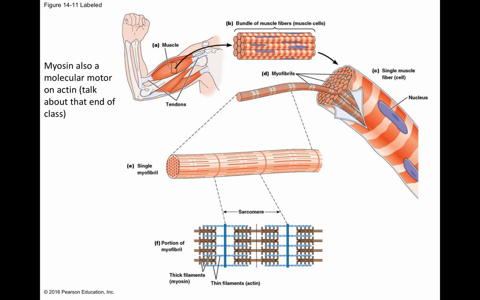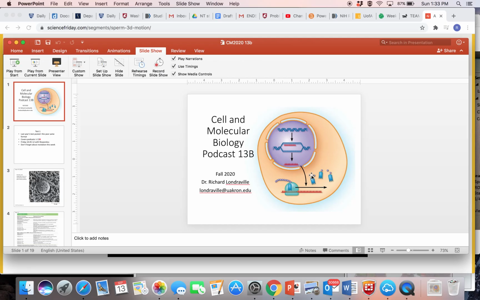We've been talking about motor molecules in this podcast, and mostly motor molecules that walk on microtubules like dynein and kinesin. Myosin is another type of motor molecule that walks on actin, which are microfilaments, and we will talk more about that in detail at the end of the class when we talk about specialized cells. That's it.